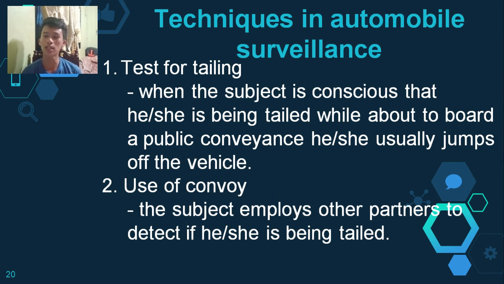So techniques in automobile surveillance. Number 1, test or fore-tailing. When the subject is conscious that he or she is being tailed while about to board a public conveyance, he or she usually jumps off the vehicle.